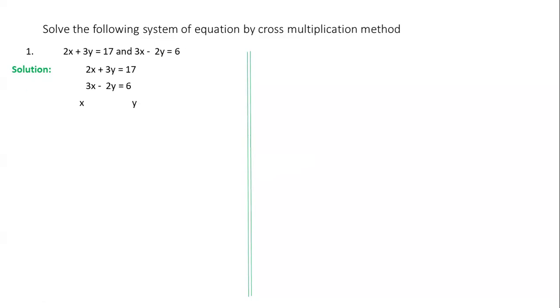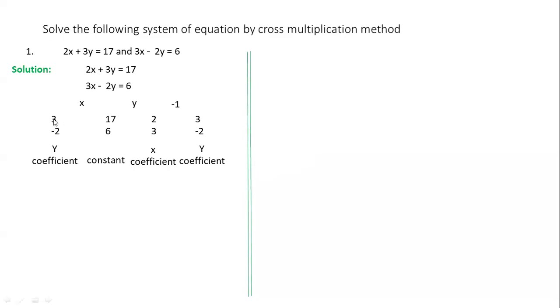First we'll write x, then we'll write y, then we'll write 1. First, what should we take? y coefficients. What are the y coefficients? 3 and minus 2. Write them here. Then I have to take constants, 17 and 6. Write them here. Then I have to take x coefficients, 2 and 3. Then the y coefficients again, 3 and minus 2. Clear? So first, get an idea how to write this. Once you are through this, you will be able to write the remaining thing much more easily.